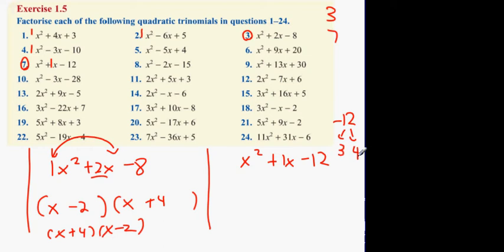Okay, 4 and 3. And which one should be minus or plus? The 4 is plus and 3 is minus. So x minus 3 and x plus 4. Okay.